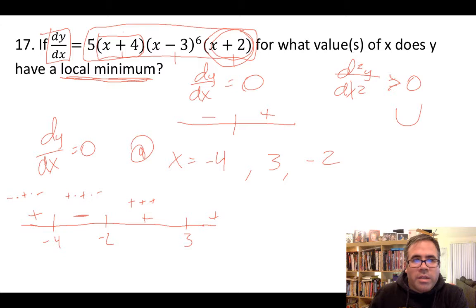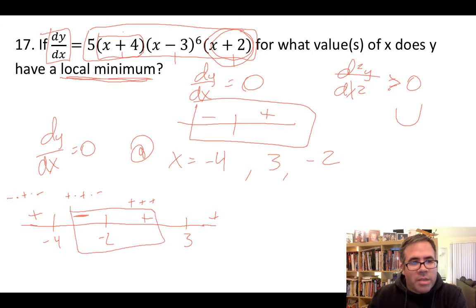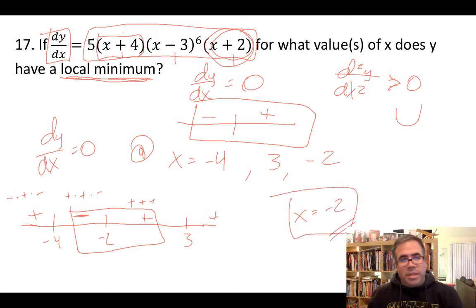All right, we've done our analysis. It is time to look at what we have and see what we want. We want a local minimum, so we want from negative to positive. There's only one spot where it does that, at x equals negative 2. So that'll be our answer.